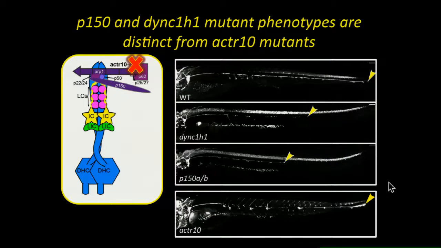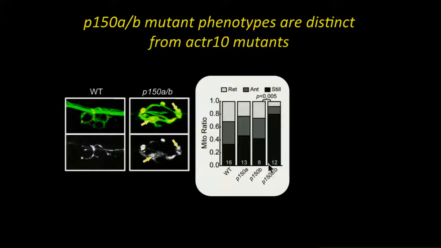But we wanted to know how loss of dynactin stability affected mitochondrial motility and mitochondrial localization. So we specifically looked at the localization of mitochondria in P150AB double mutants and compared it to wild type. What you'll notice is that mitochondria do accumulate in these axon terminal swellings when you lose dynactin completely. But the mitochondria are obviously very clearly unhealthy, as they've fragmented here.